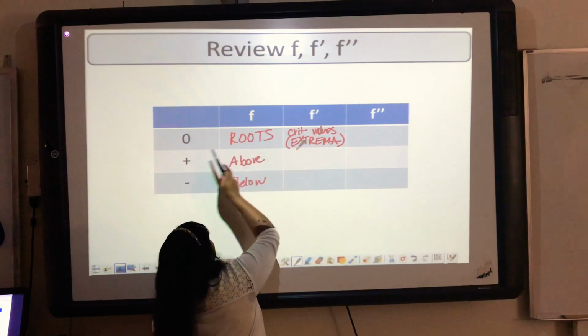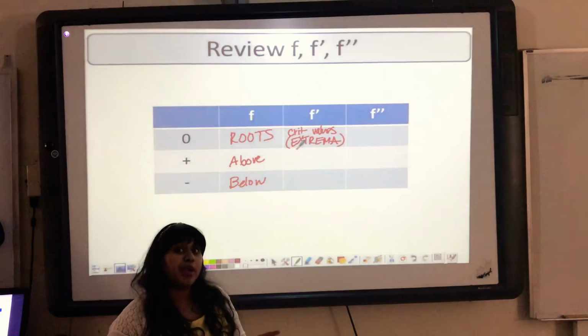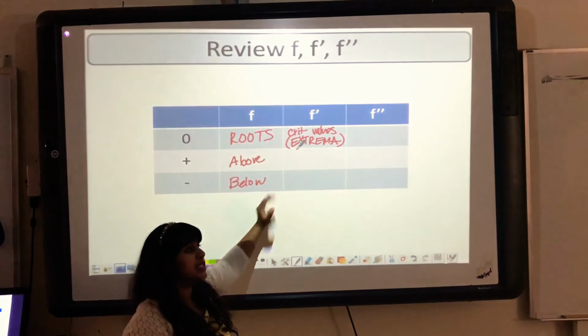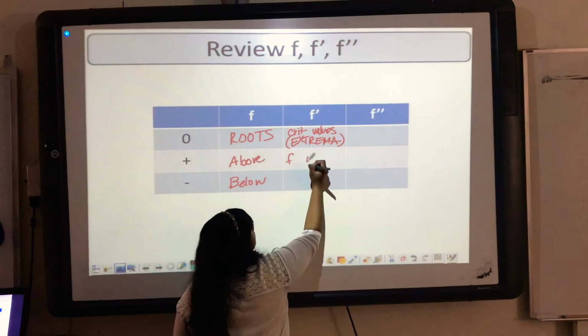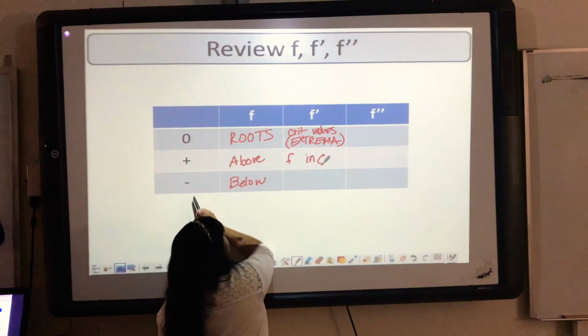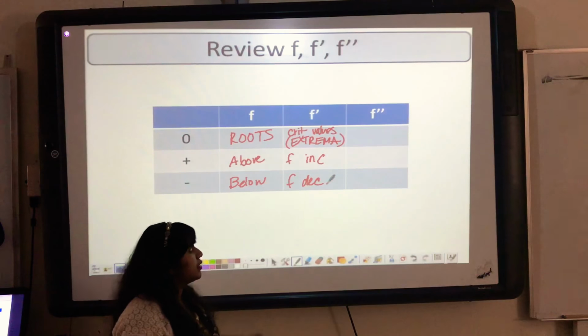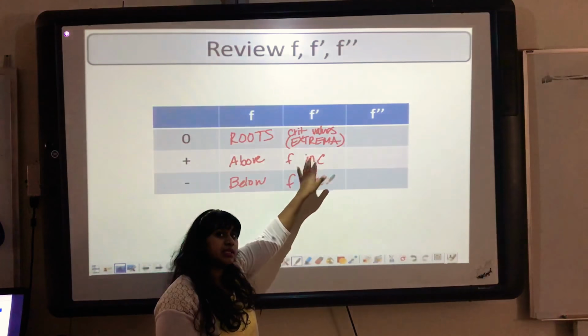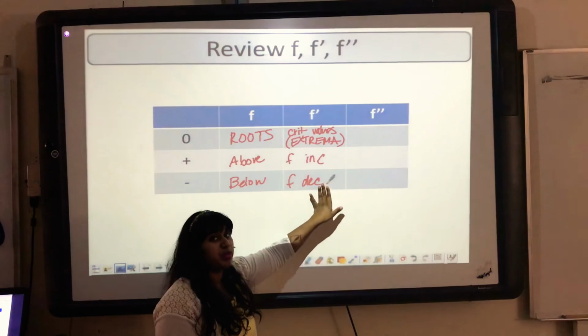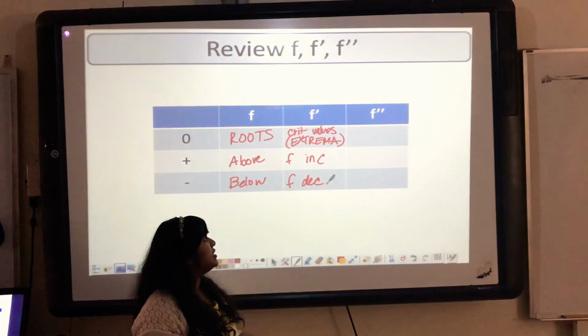Okay? What happens when f prime is positive? Well, when f prime is positive, f is increasing. When f prime is negative, f is decreasing. So again, when f prime is above the x-axis, f must be increasing. When f prime is below the x-axis, f must be decreasing.